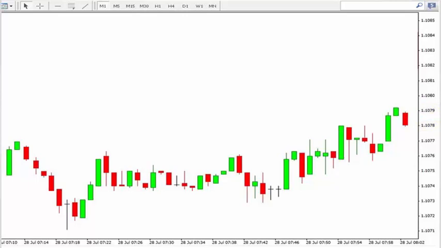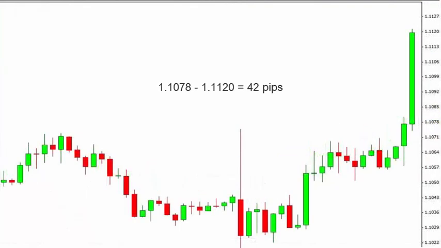Now, let's see why this is important. If 1 pip, for example, equals $10, and the market moves from the low of this candle here to the high point of this candle here, the market has increased by 42 pips. And if every pip represents $10, then you have made $420 on this 1 hour candle.